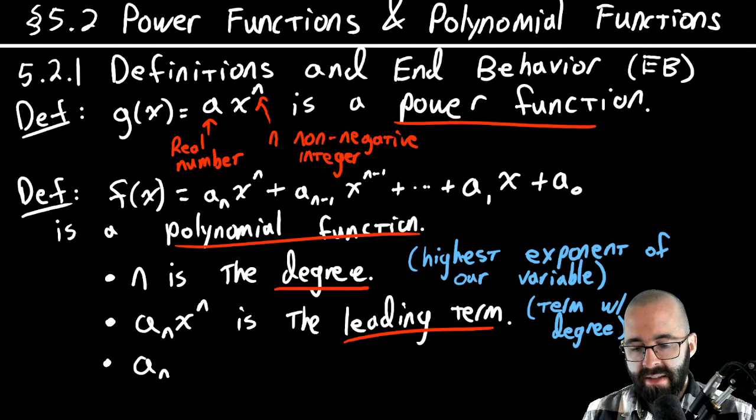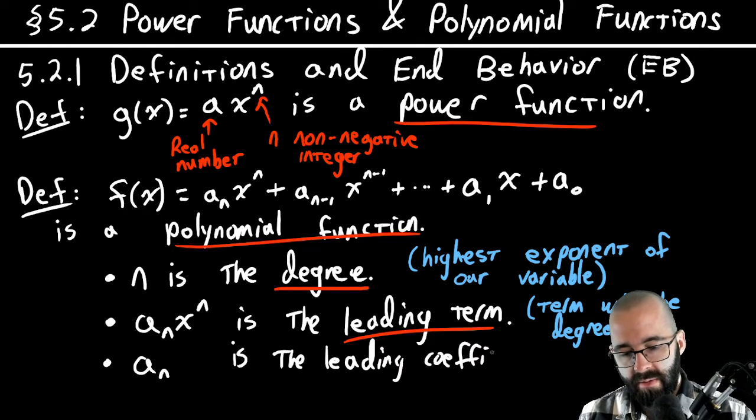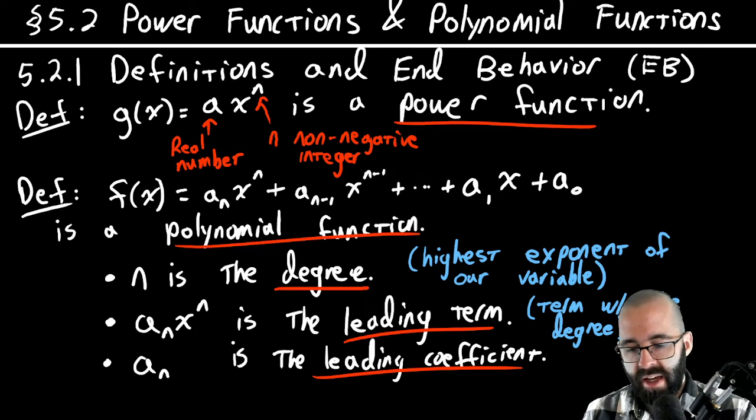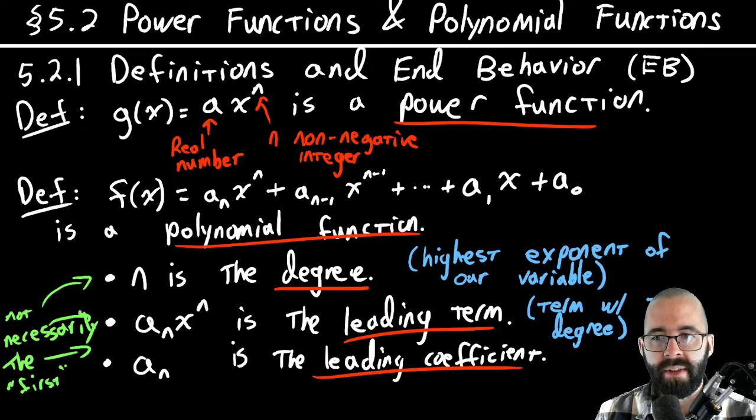All right, and finally, a sub n, that's just that number part, is the leading coefficient. And again, just like I've been saying a billion times on this page, it's only first if it's in the right form. It's not necessarily the first unless it's in the right form. So watch out for that.